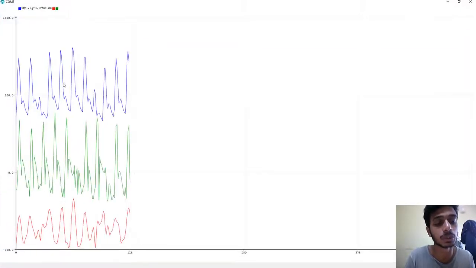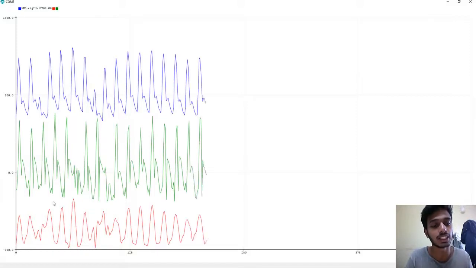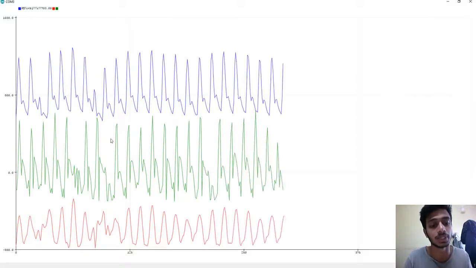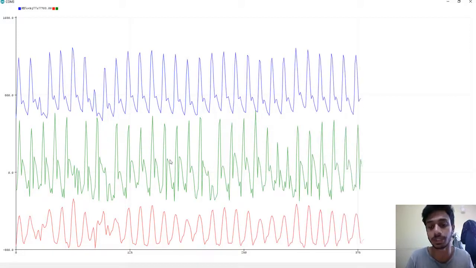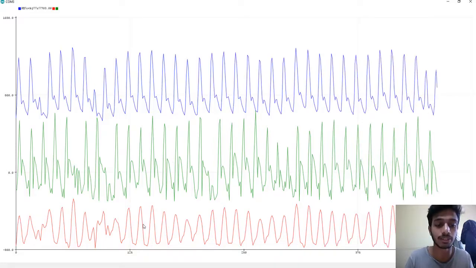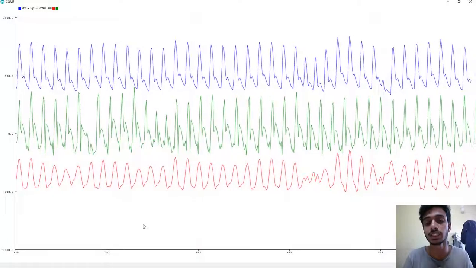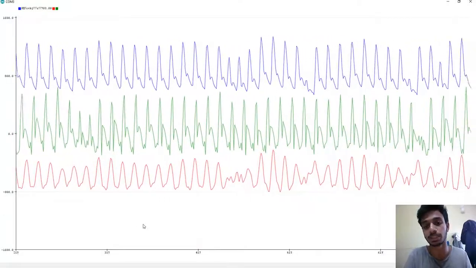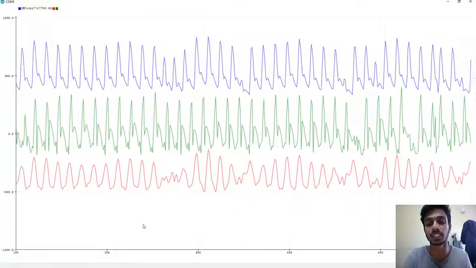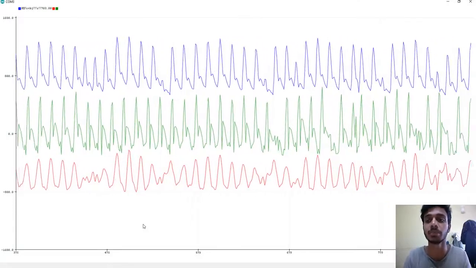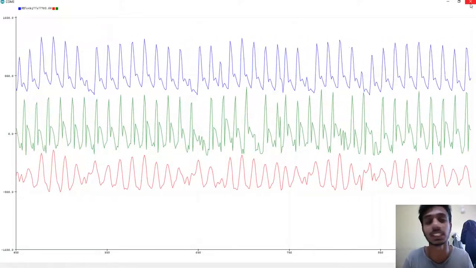You can see the blue waveform is my input signal, which is PPG plus respiratory. Green signal is my PPG signal, and this red waveform is my respiratory signal. Thus, we have extracted the respiratory signal from a given PPG signal, and have also obtained a clean PPG signal from the given signal by removing it.